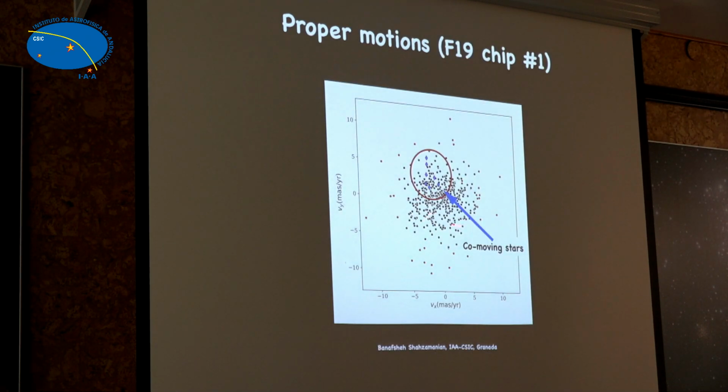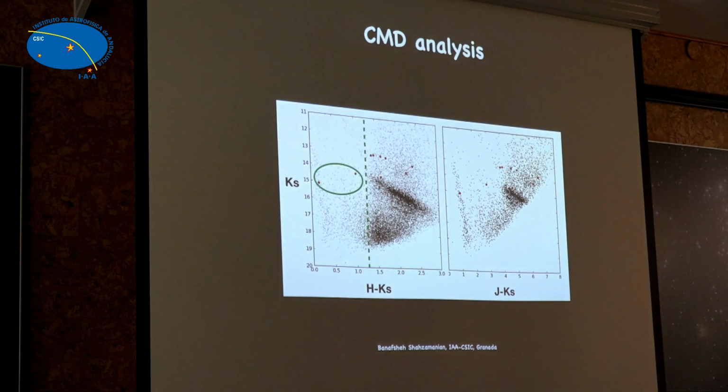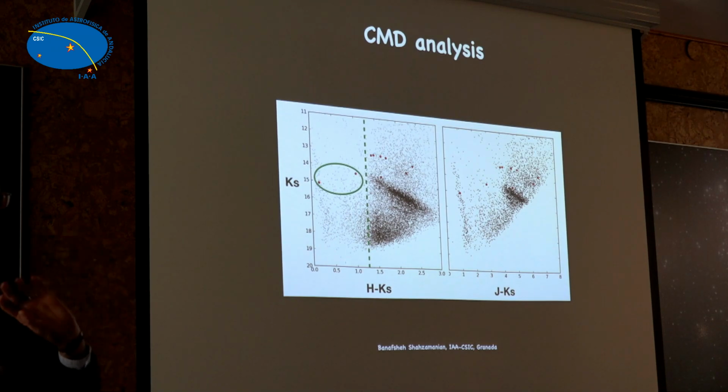Here is the same vector point diagram that I showed you before for the Quintuplet cluster, but this time for field 19 chip 1. You see the co-moving group of stars where they are located in this plot. They don't clump together and shape a cluster like in the Quintuplet cluster, but they occupy a similarly narrow space. We wanted to do further analysis to see whether this co-moving group of stars are located in the GC, or whether they are foreground stars.